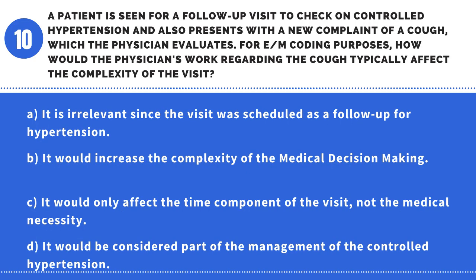Question 10. A patient is seen for a follow-up visit to check on controlled hypertension and also presents with a new complaint of a cough, which the physician evaluates. For E/M coding purposes, how would the physician's work regarding the cough typically affect the complexity of the visit? A. It is irrelevant since the visit was scheduled as a follow-up for hypertension. B. It would increase the complexity of the medical decision-making. C. It would only affect the time component of the visit, not the medical necessity. D. It would be considered part of the management of the controlled hypertension.